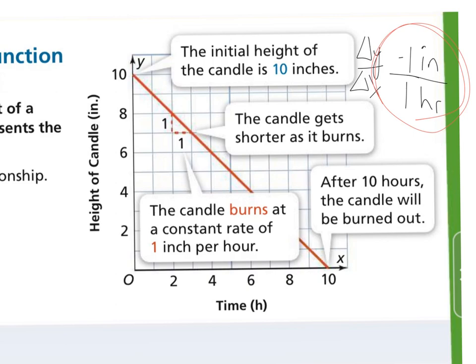And then here, the x-intercept, which we haven't talked a whole lot about yet, is where it hits the x-axis. That's showing us after 10 hours, the height is 0, which means our candle's burned out. Nothing left to it.